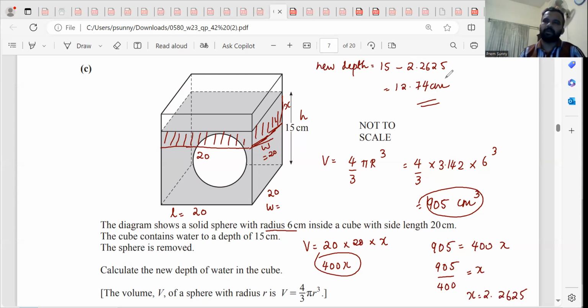So the one thing you need to understand from this question is that when a sphere is removed from the tank, the volume of the sphere will be equal to the volume of the water that is being decreased. So I hope you understood this question.